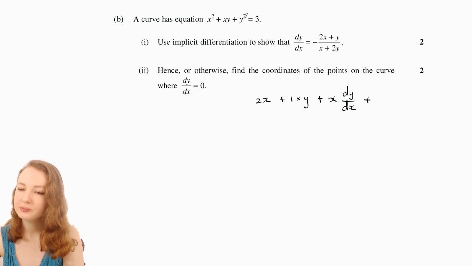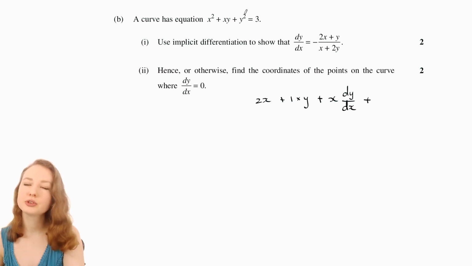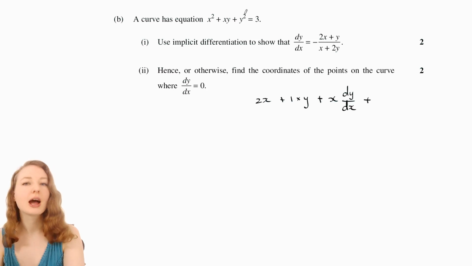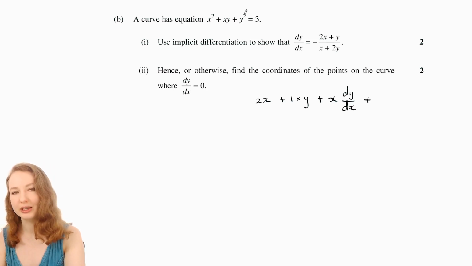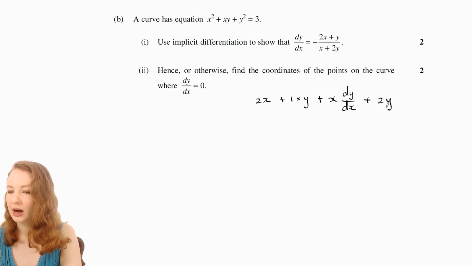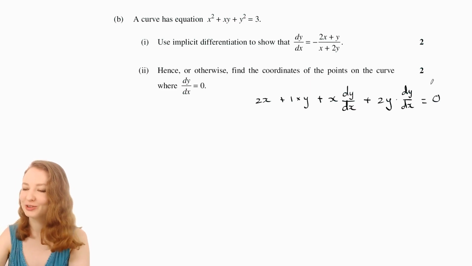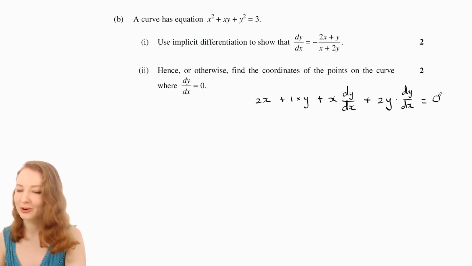And then this one, you have to use the chain rule here, because we can differentiate that with respect to y, and then we have to multiply by dy by dx. So we'll get 2y times dy by dx. And then on the right, just remember that the derivative of a constant is 0. I think everyone makes the mistake once or twice of just going, okay, that's 3. But we have to remember that constants, when you differentiate them, make 0.